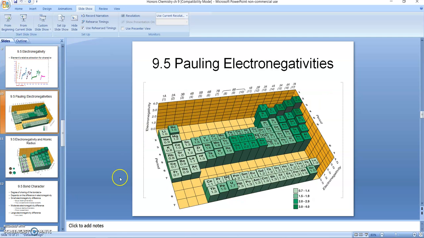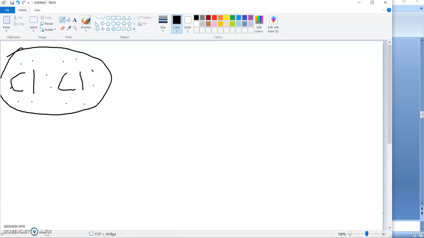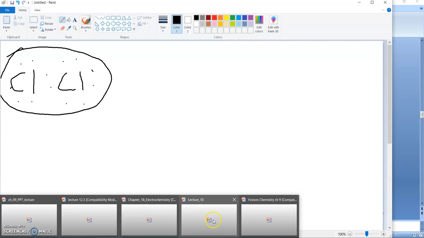And now that we know about electronegativity, I want to do some artwork here. Imagine I have, let's say, a chlorine atom. There's its 7 dots. And another chlorine atom. There's its 7 dots. Notice they share an electron cloud, they share those 2 electrons right in the middle there. That's the covalent bond right there. Now, yes, we draw the covalent bond right in the middle, but in reality, the electron cloud is surrounding both atoms.